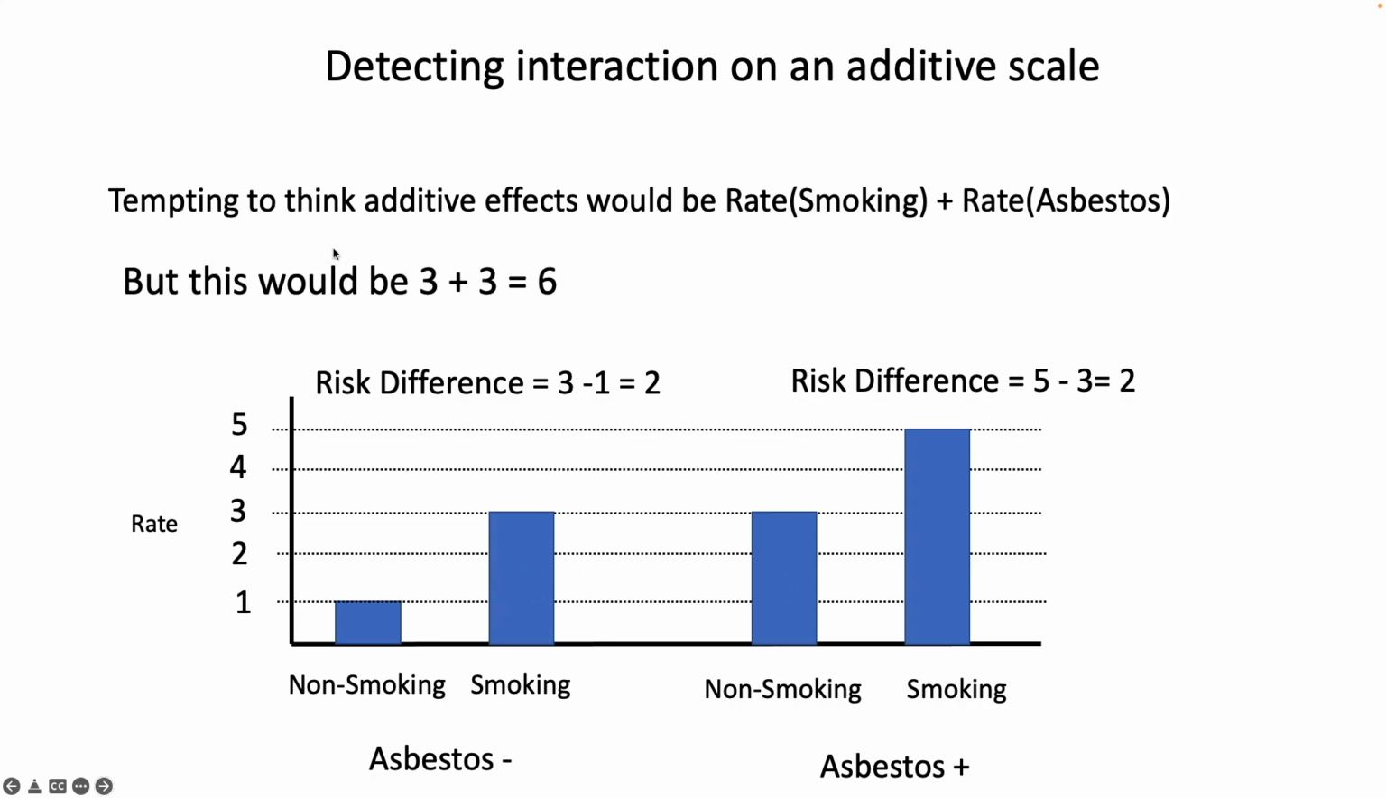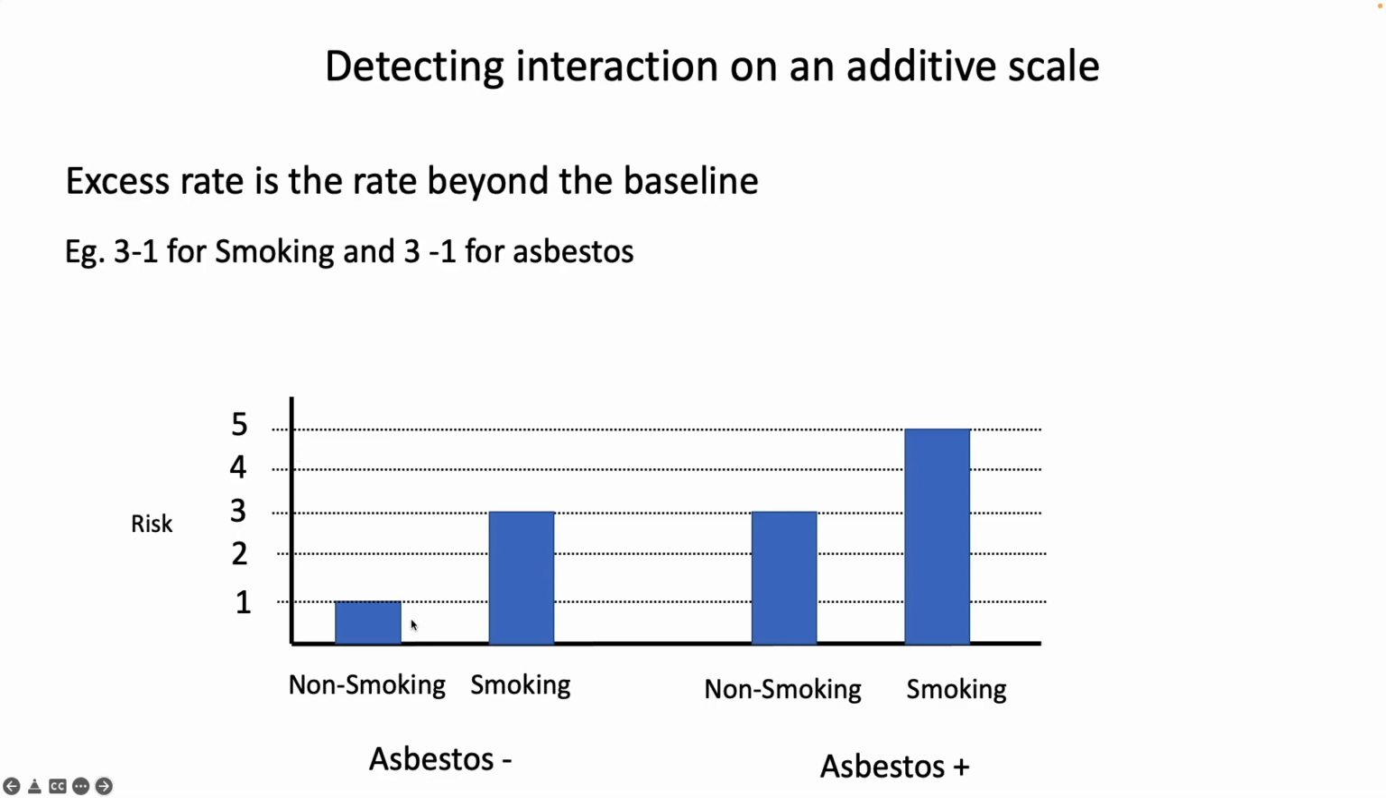It's tempting to think that the combined risk of being both exposed to asbestos and a smoker would just be adding the two rates together, so 3 plus 3, but that would come out to 6. We can see here that in order for the risk differences to be the same, this would be 5. If it was 6, then all of a sudden it would have a risk difference of 3, and we would have an interaction. When I say the expected rate, I mean what you'd expect if there's no interaction.